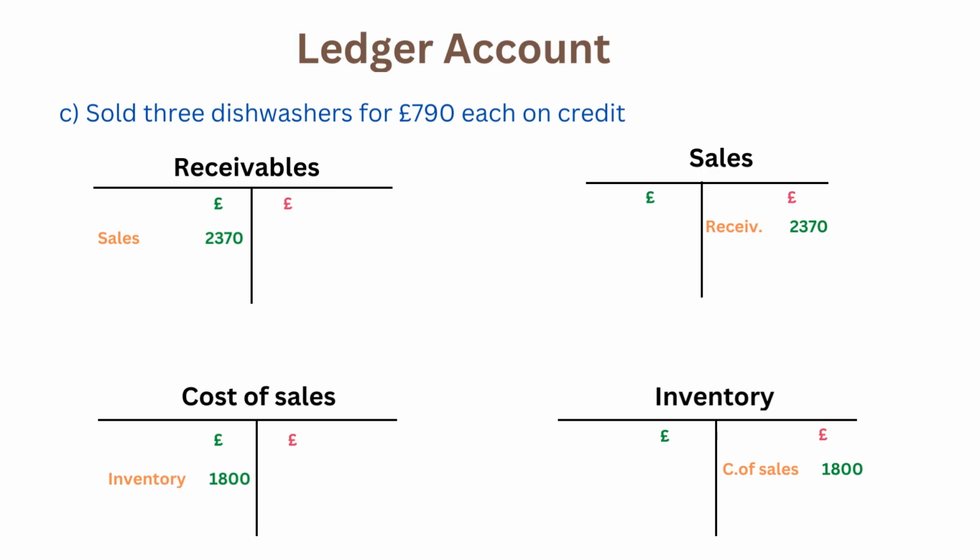We have 2 more entries that are required in this transaction. Therefore, a debit entry is required in the cost of sales account, £1,800, and a credit entry is required in the inventory account, £1,800 as well.